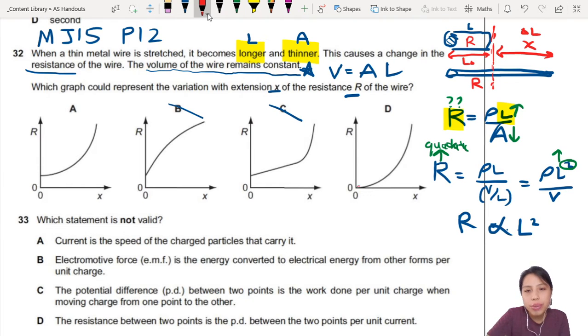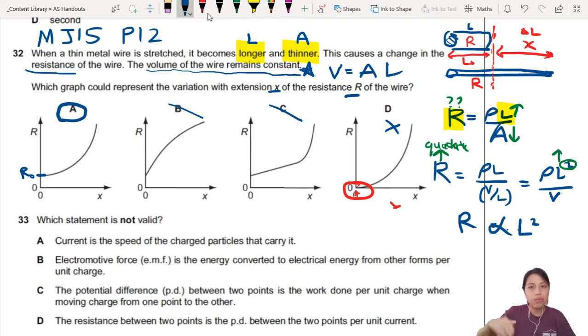So you see, this one cannot be. It says when you didn't extend means 0 resistance. 0 resistance? No such thing. Okay, so this one is out. That leaves us with A, which is quadratic shape, yes. But also, when the extension is 0, you already have some initial resistance before you stretch it. That's more like it.